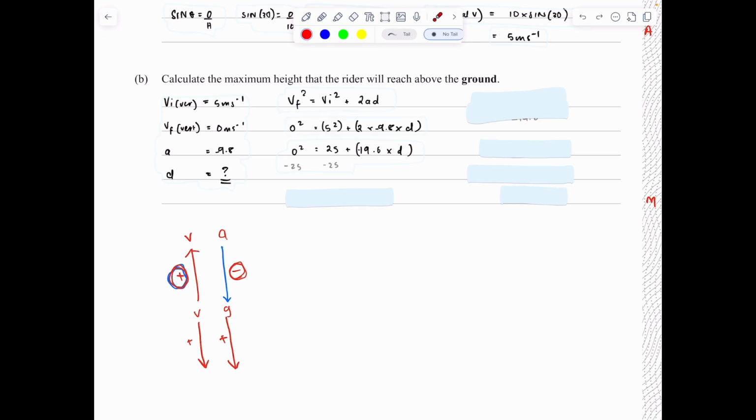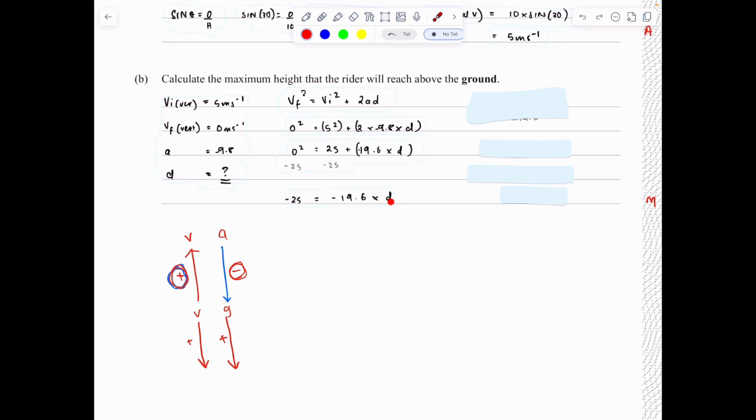All right, so to get rid of 25, I want to get rid of everything outside of these brackets. So to get rid of this positive 25, the opposite of positive 25 is negative 25. So I'm minus 25 on this side, that means I'm minus 25 on this side of the equal sign. So 0 squared minus 25 is minus 25. So minus 25 equals negative 19.6 times D.